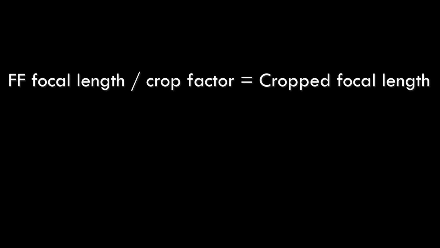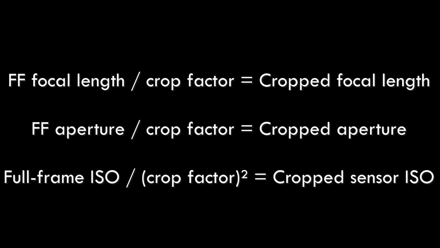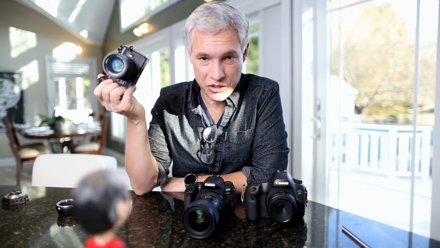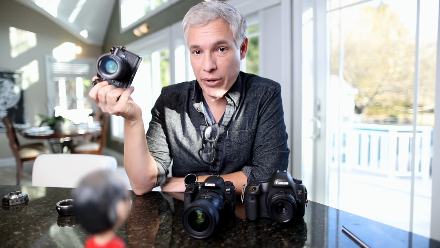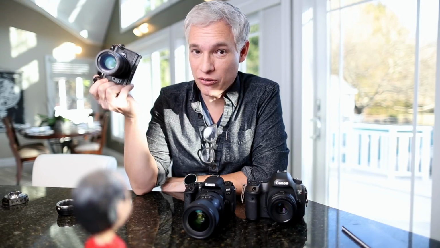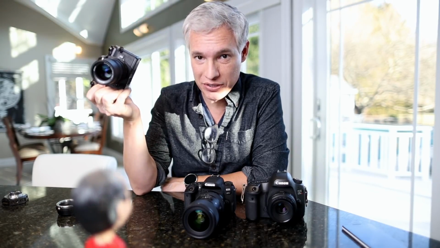Focal length divided by the crop factor, aperture divided by the crop factor, and then ISO divided by the crop factor squared. Actually not that hard. This overcomes all the limitations you've heard about with small sensor cameras. Not only do you get the same amount of background blur, but you'll get the same amount of noise, especially in low light, because you're using a lower ISO.